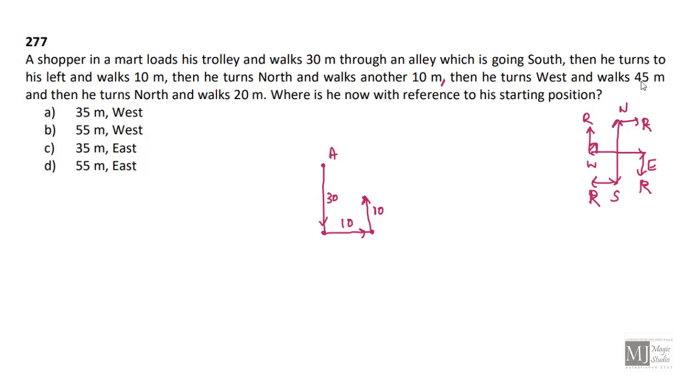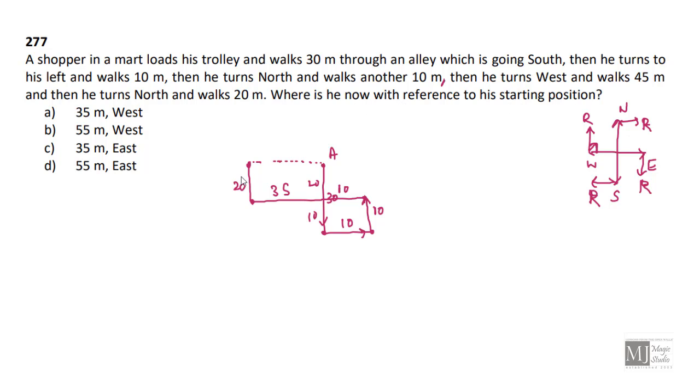Then he turns west and walks 45 meters. That means he turns towards left now. 45 means 10 crossed, and then this should be 35, and this is 10, which makes it 45. And then he turns north again and walks 20. So this was 10, this is 20. Again when he is moving north 20, that means he is in line with A right now.